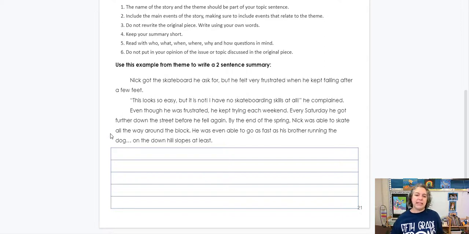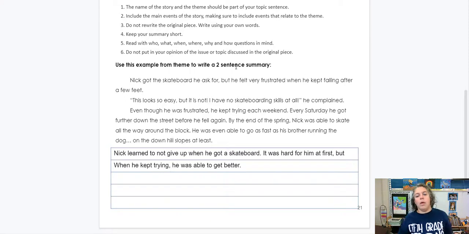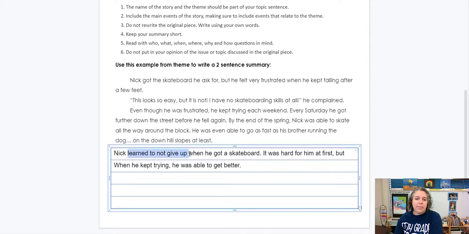So we're going to take this and write a 2-sentence summary, making sure that we start with a theme and include these important events. So: Nick learned to not give up when he got a skateboard. I named the main character because my story doesn't have a title. I talk about how he learned to not give up. That right there is the theme, the lesson that's being taught in this mini story, that he's learning to not give up.